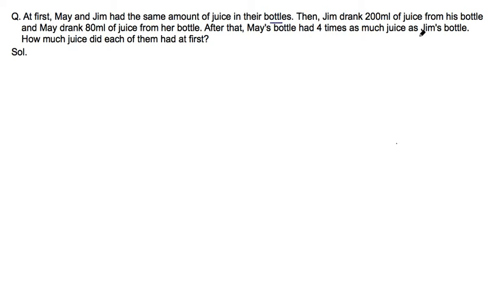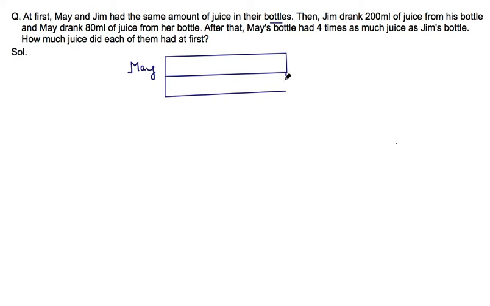Anyway, so how do we solve it? The first thing we can do is, we have some clue that May and Jim had the same amount of juice in their bottle. So let's start with drawing the model first. Let's say this is May, and let's write it. And since Jim has the same amount of juice in his bottle, we can draw it like this, exactly the same. So this is Jim.